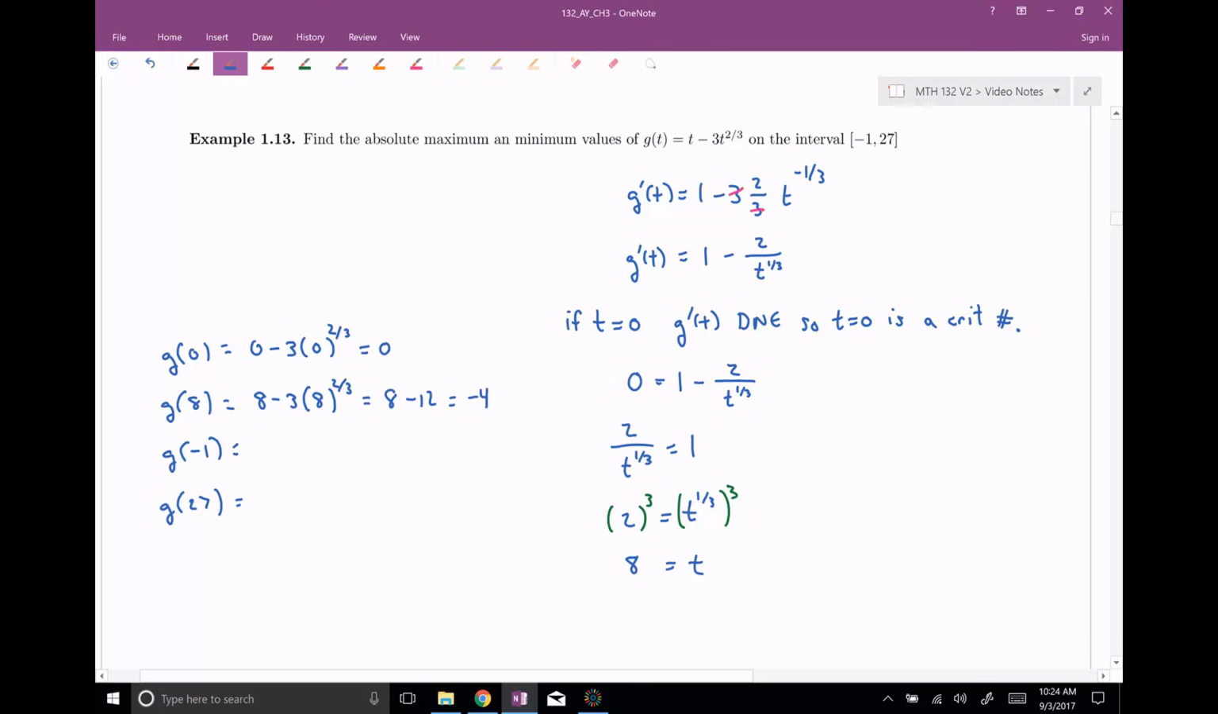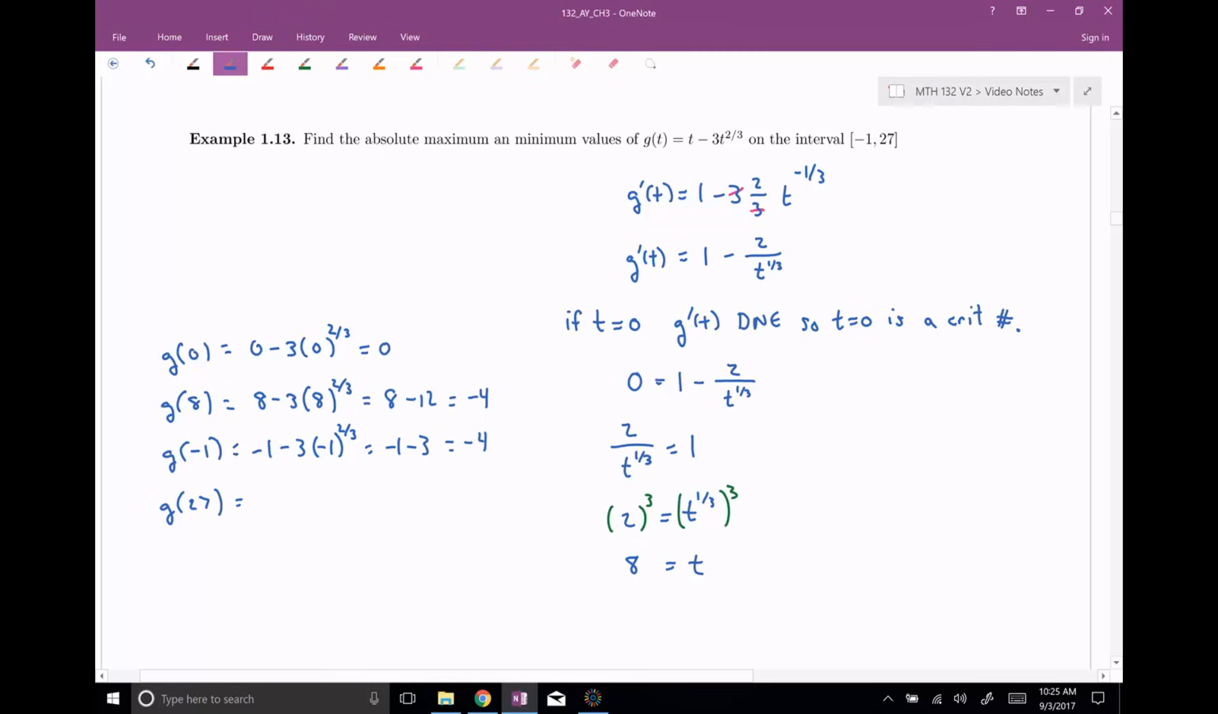Now g of negative 1. I'm going to have negative 1 minus 3 times negative 1 to the 2/3 power. Again, I have to square it and take the cube root, and the order is up to you, so I'm going to square it first. When I square negative 1, I get 1. When I take the cube root of 1, I get 1. So this gives me negative 1 minus 3, which is also negative 4.